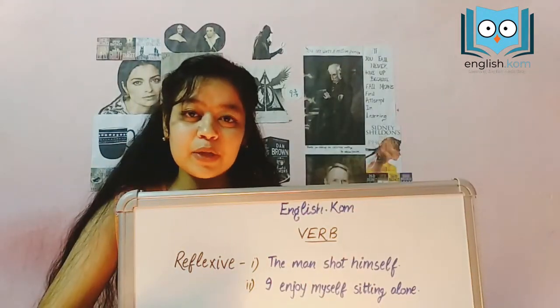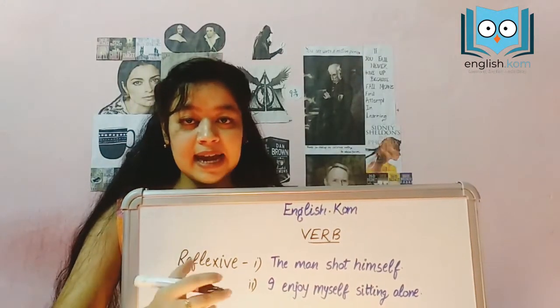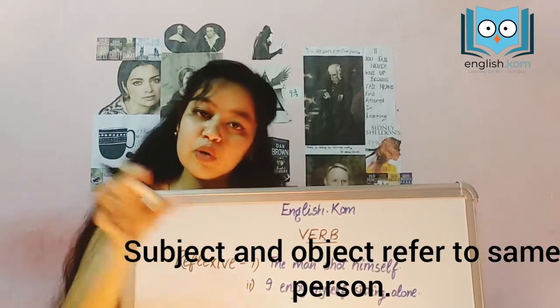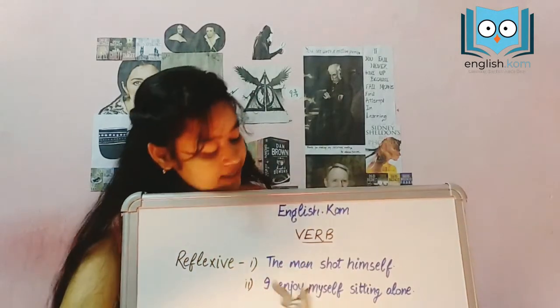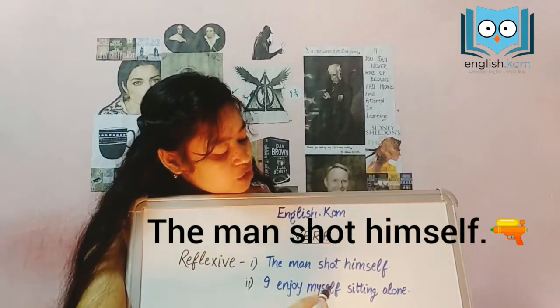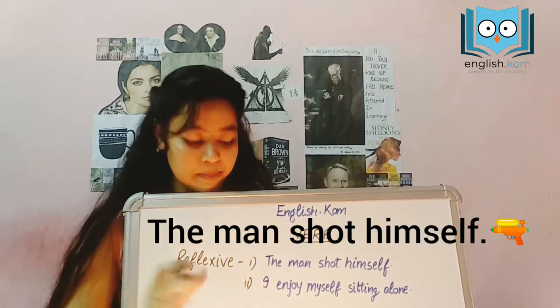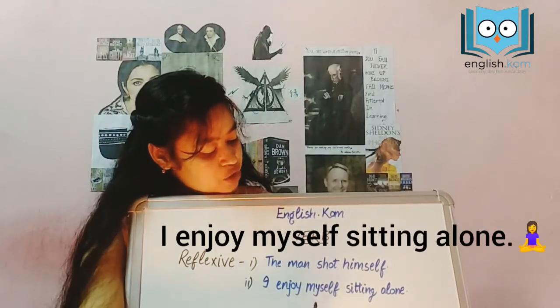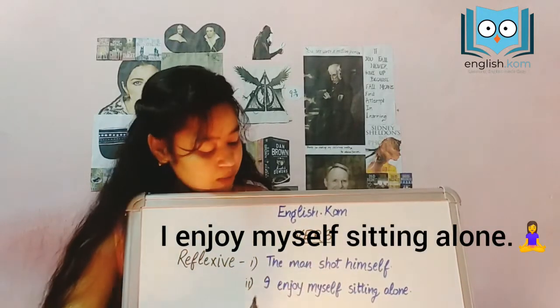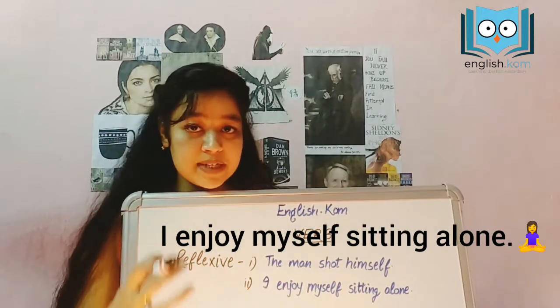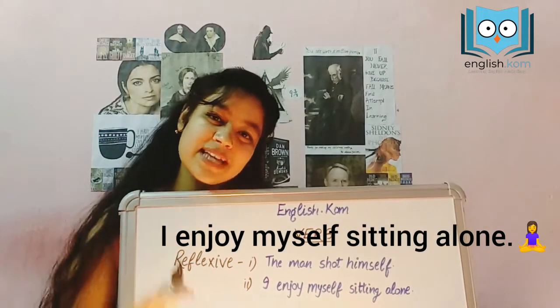Some verbs can be used reflexively. This means that the object and the subject both refer to the same person. For example, we have the man shot himself. So the doer and the receiver is the same. Then we have I enjoy myself sitting alone. So in this sentence also, the object as well as the subject refers to the same person.